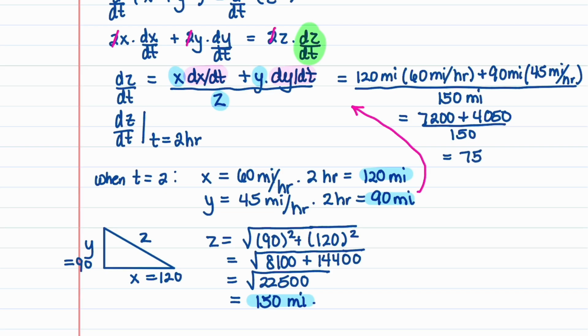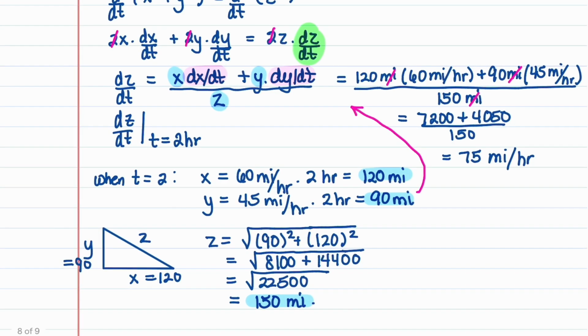Now let's look at our units. Notice that our miles cancel out, so our units are just miles per hour, which is what we would expect. We can now say that the rate at which the distance between the two cars is increasing is 75 miles per hour.